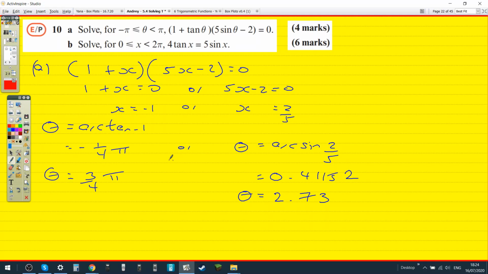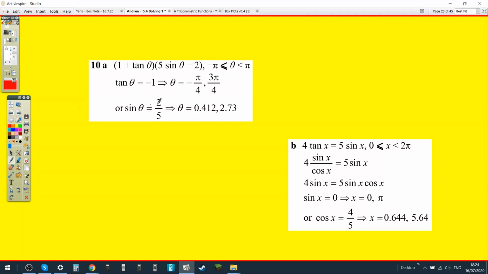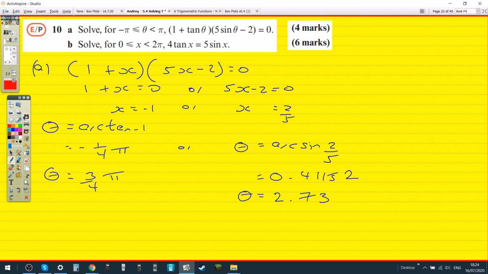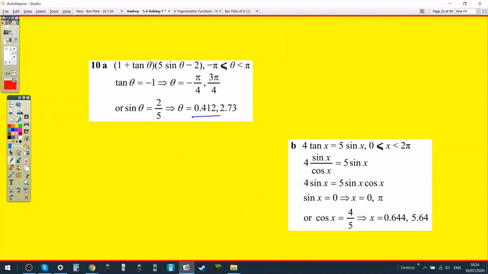I think those are our answers between minus pi and pi. 0.412, 2.73. Yep. And then the other two were minus pi over 4 and 3 pi over 4.